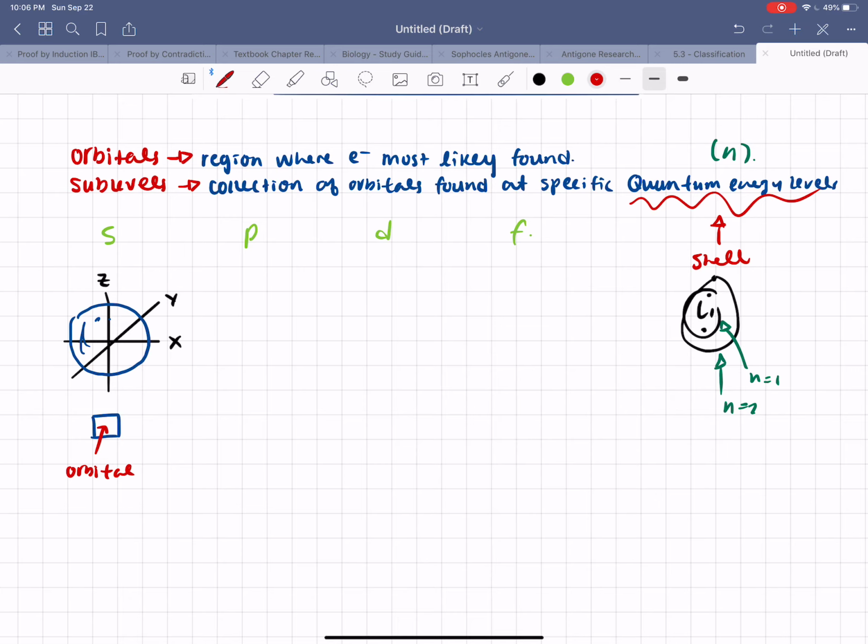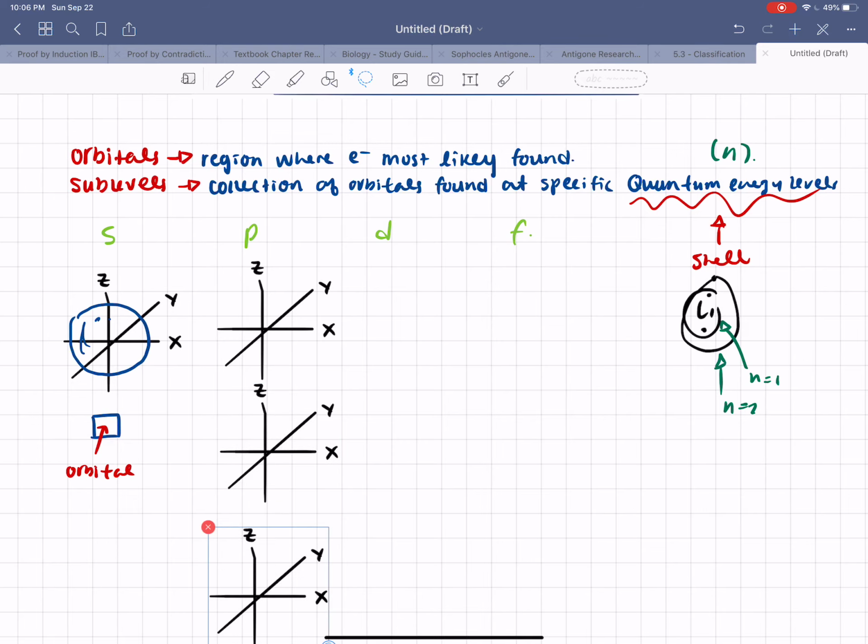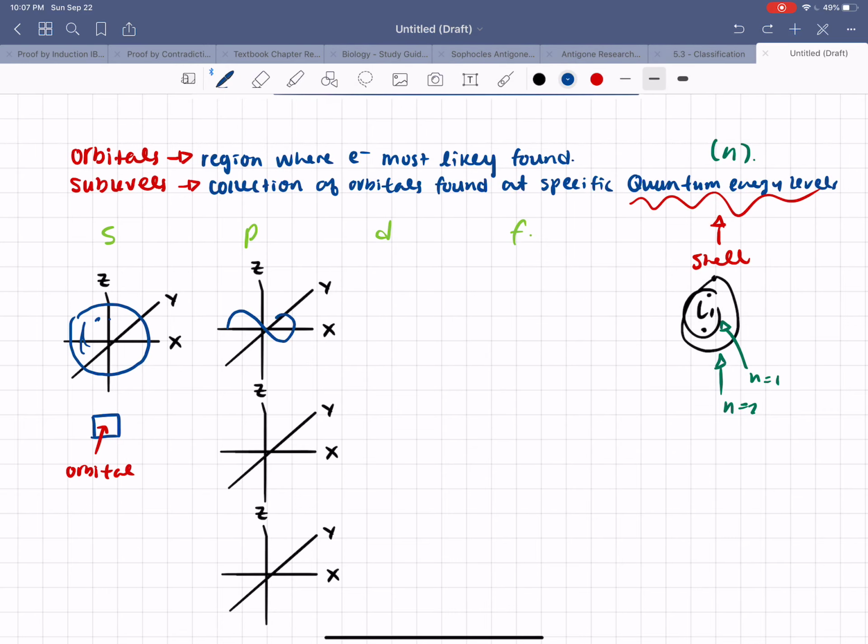The p sublevel has 3 arrangements, and so for this I'll draw 3 Cartesian planes to show you that. The p kind of looks like a figure 8. There's a figure 8 that's drawn along the x-axis. This orbital is called the px orbital. Then there's one that's drawn along the y-axis. This is called the py orbital. And there's one that's drawn along the z-axis. This is called the pz orbital. Every configuration has one orbital.